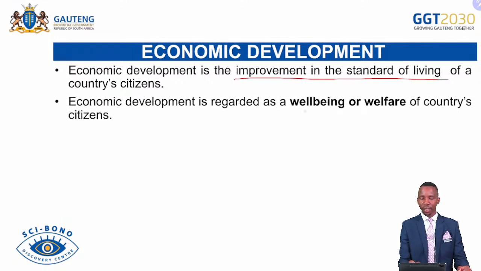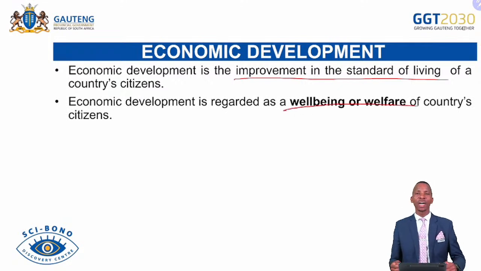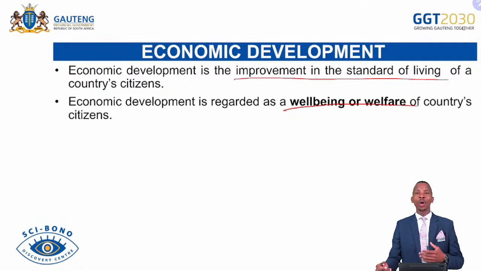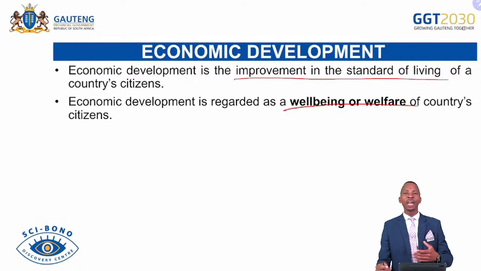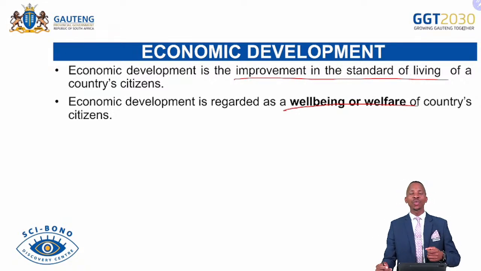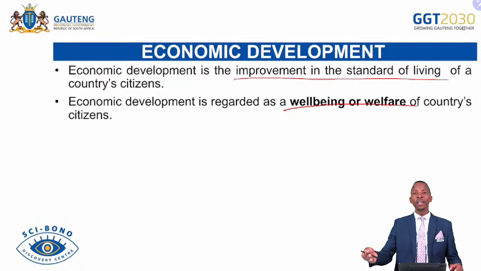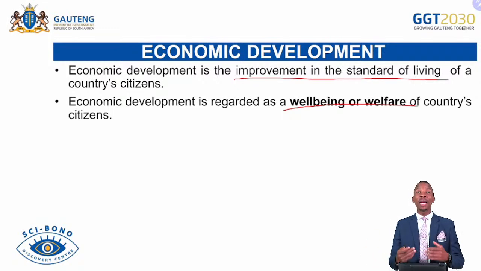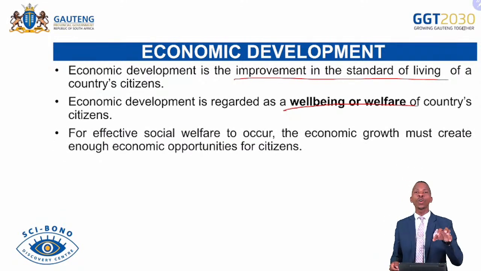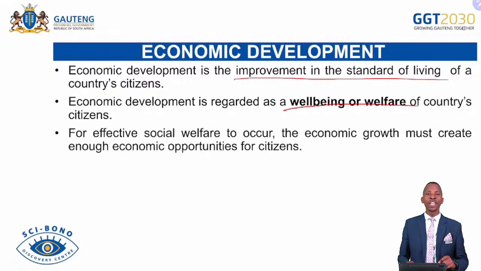Hence, I'm saying here, it's the well-being or welfare of countries' citizens. If people are having improved welfare or well-being, that means they are having better living standards. They have access to basic needs. They have access to education and healthcare. They are trained. Those people are employed. So that can lead to economic development. Also, they have a variety of choices available in the economy and in the society.